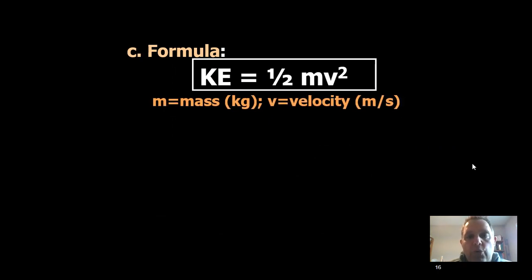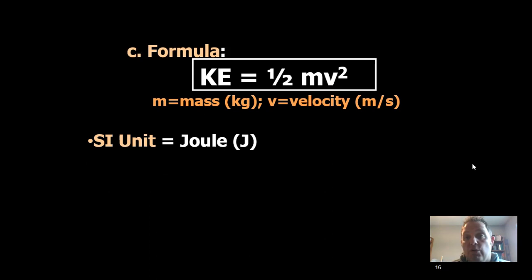Now, just a quick refresher, m is mass, and we always use that in kilograms. So we have to double check our units all the time. And velocity is meters per second, and normally, obviously, it has a direction. Our unit for energy, again, we've talked about this, is joules. Keep those in mind.